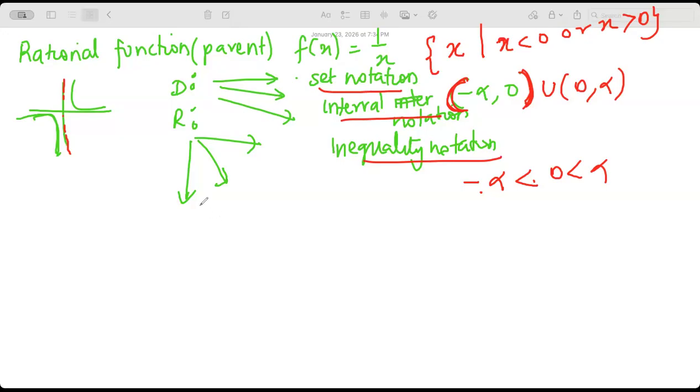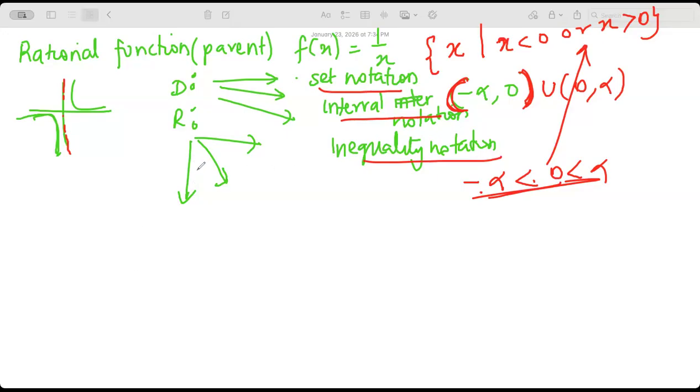Wait, for set notation, do you not put negative infinity is less than 0 is less than infinity? Absolutely, you can put the same thing in there. Oh, okay. As long as you convey the same meaning, they will not be bothered.